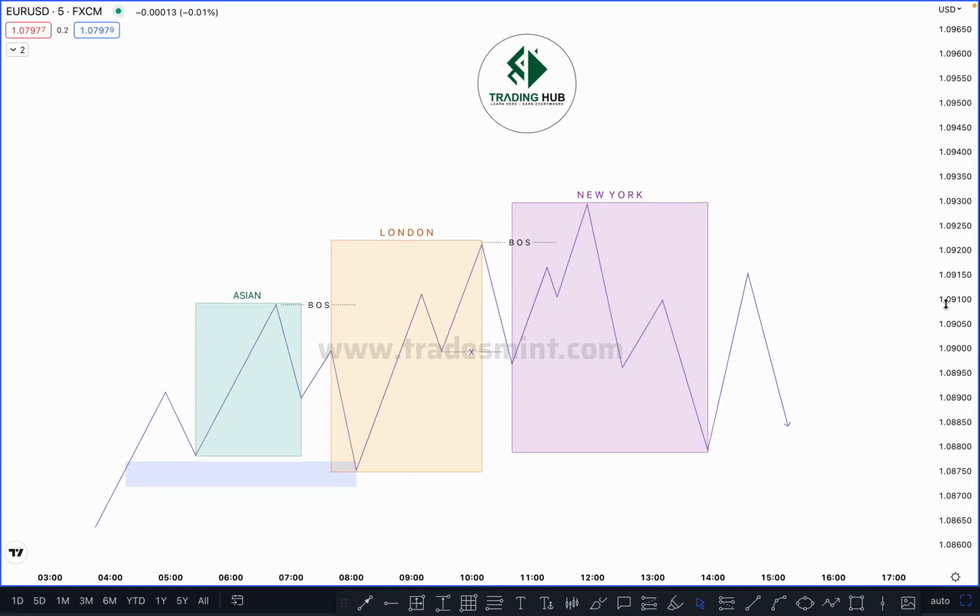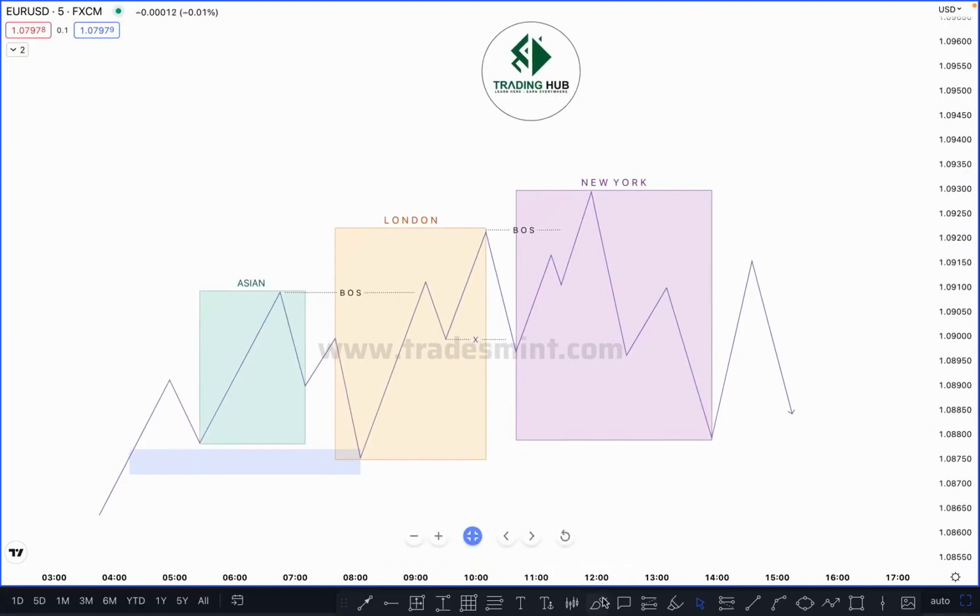And the second scenario is here: if the market breaks the previous session high and closes above it, and then you will see price closes above it, but the market keeps moving to the downside, something like this, and closes below it. Okay, so this is our overall first scenario, right? And what is the next scenario?